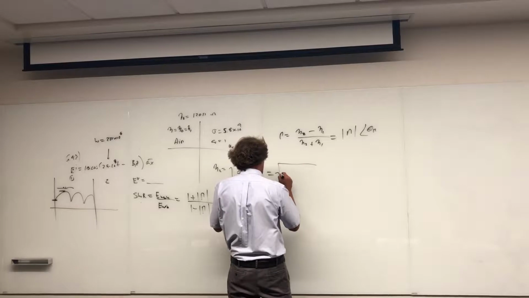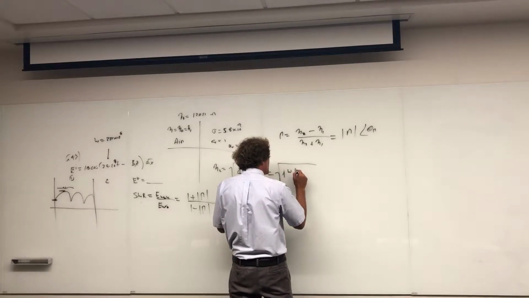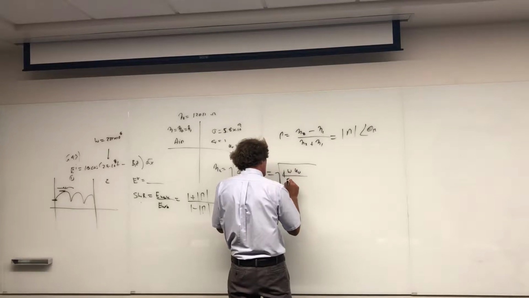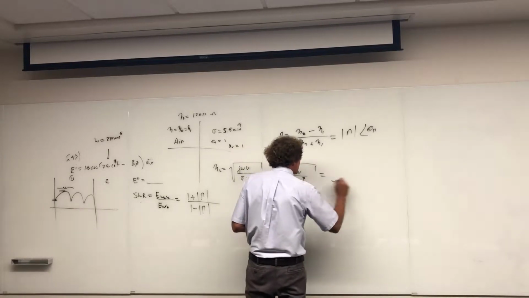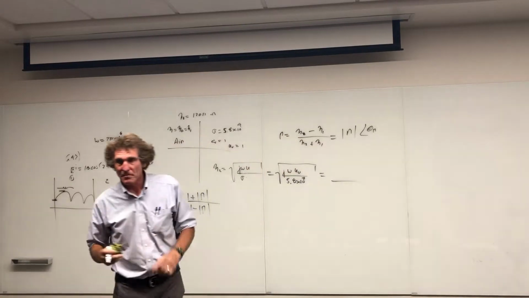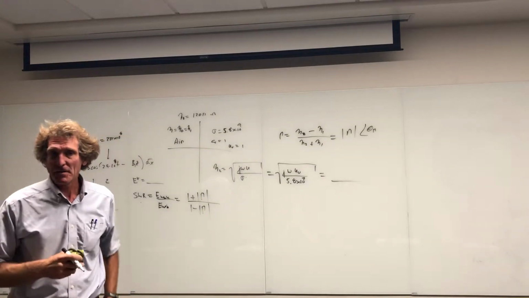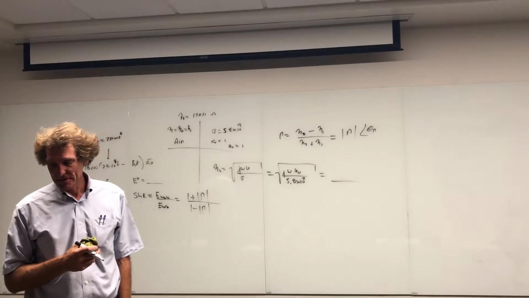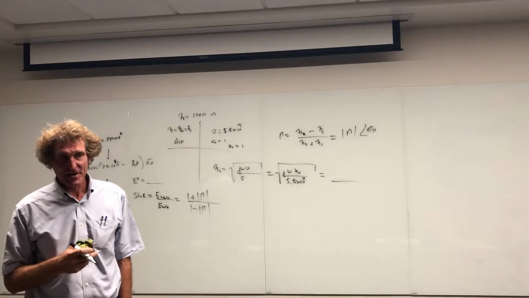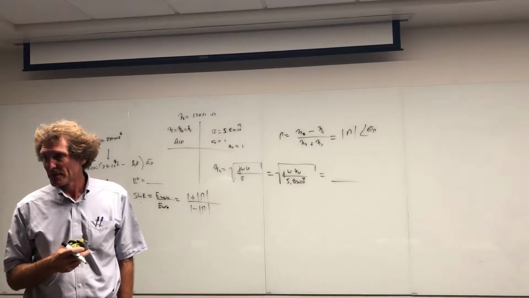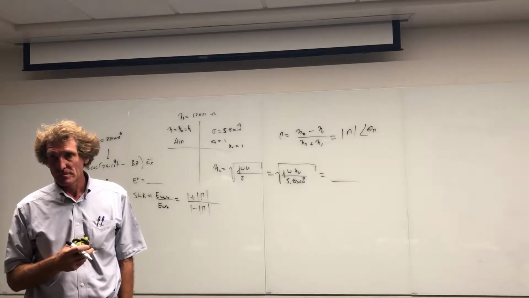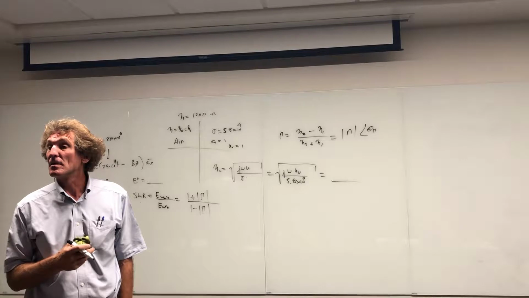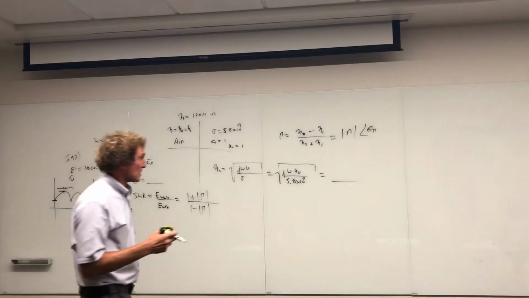It's going to be J times omega, mu will be simply mu naught, over sigma, and that's 5.8 times 10 to the 7th for copper. So what do you get for that? It's going to be really small. Don't do this in your head, all right? Use a calculator.